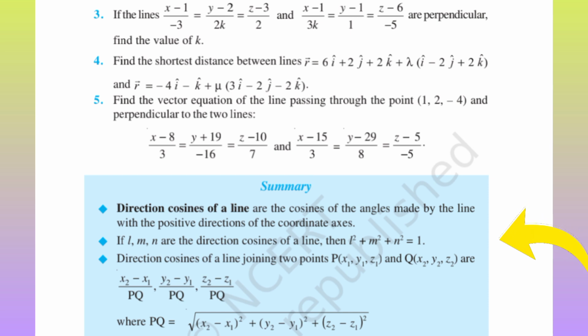Direction cosines of a line joining the two points P(x1, y1, z1) and Q(x2, y2, z2) are (x2 minus x1) divided by PQ, (y2 minus y1) divided by PQ, (z2 minus z1) divided by PQ, where PQ is equal to the square root of (x2 minus x1) whole square plus (y2 minus y1) whole square plus (z2 minus z1) whole square.